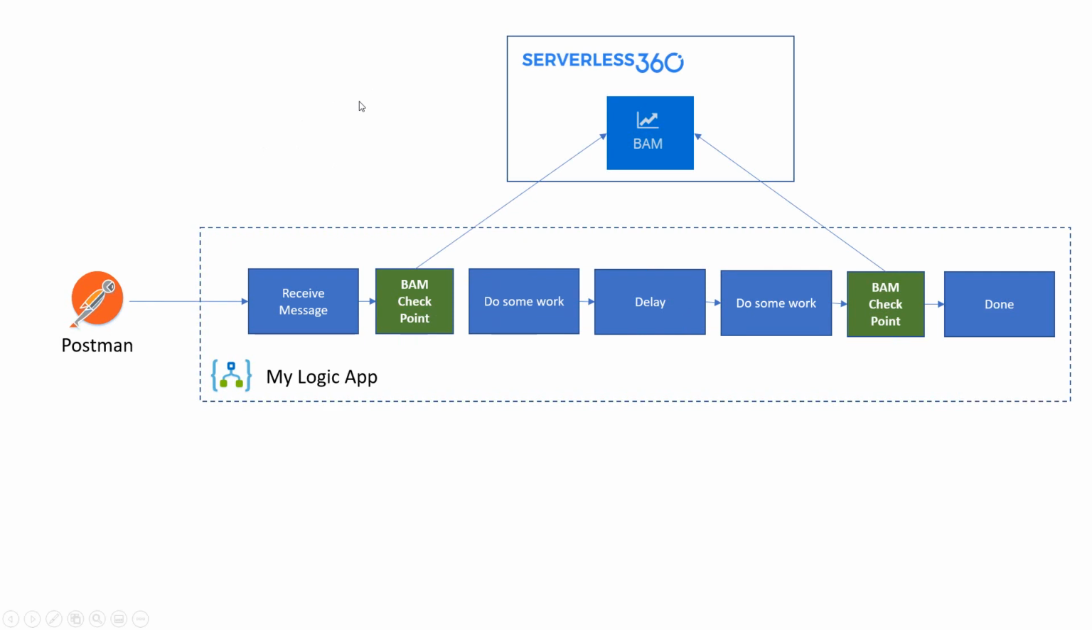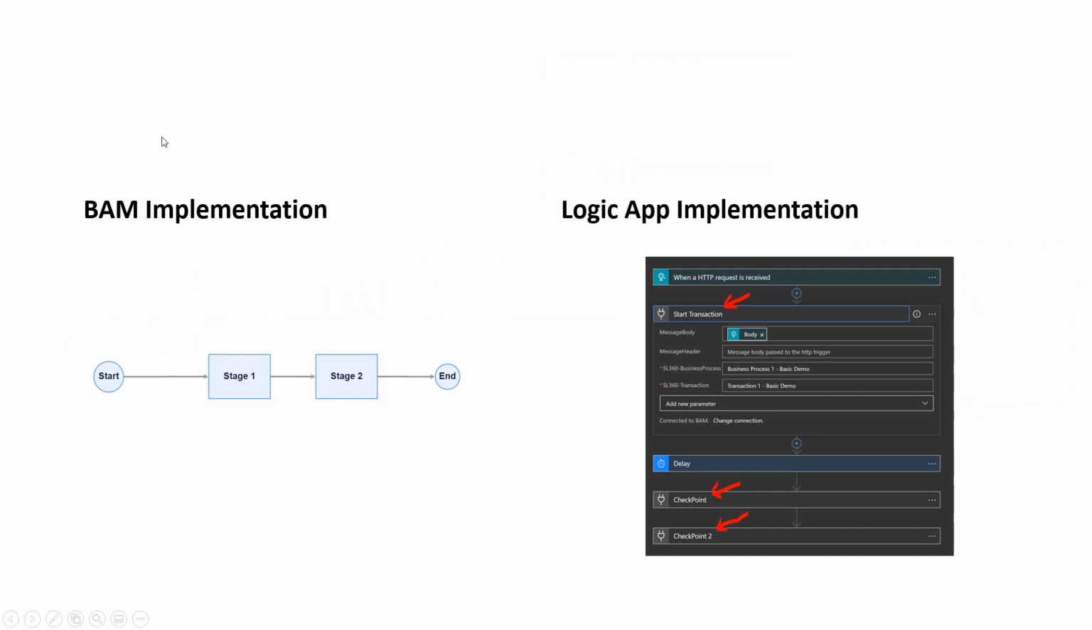So what we'll do is in the logic app we're going to instrument our process using the BAM checkpoint shape. And what that'll effectively do is pass some information to the Serverless 360 BAM service, and that'll let us build a process up of how it's going to run. In the BAM feature of Serverless 360, I'll be able to create something like an activity diagram over on the left here, and that'll indicate the stages as I go through my business process.